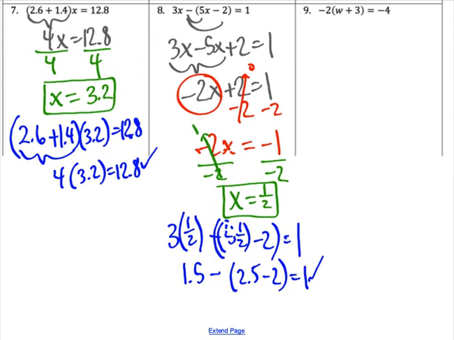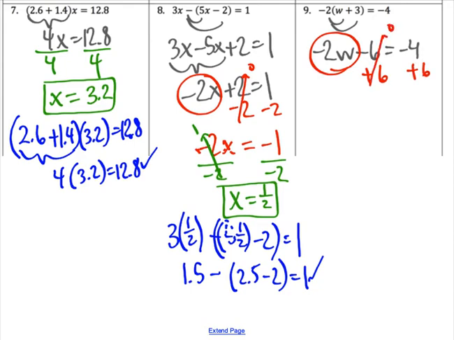Okay, example 9. Negative 2 needs distributed. This is negative 2w minus 6 equals negative 4. We're going to need to isolate the variable term. So negative 2w needs isolated. We add 6 to both sides. That gets rid of this. So we get negative 2w equals 2.